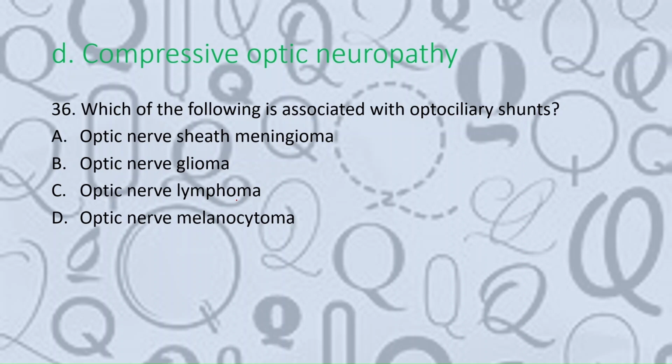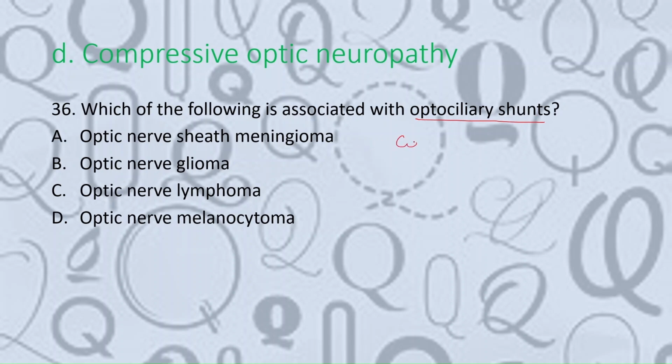Next is compressive optic neuropathy. There are various causes like dysthyroid optic neuropathy associated with thyroid eye disease. Various tumors of the optic nerve sheath present within the retrobulbar space can cause compressive optic neuropathy. Which of the following tumors is associated with optociliary shunts? So what are optociliary shunts?